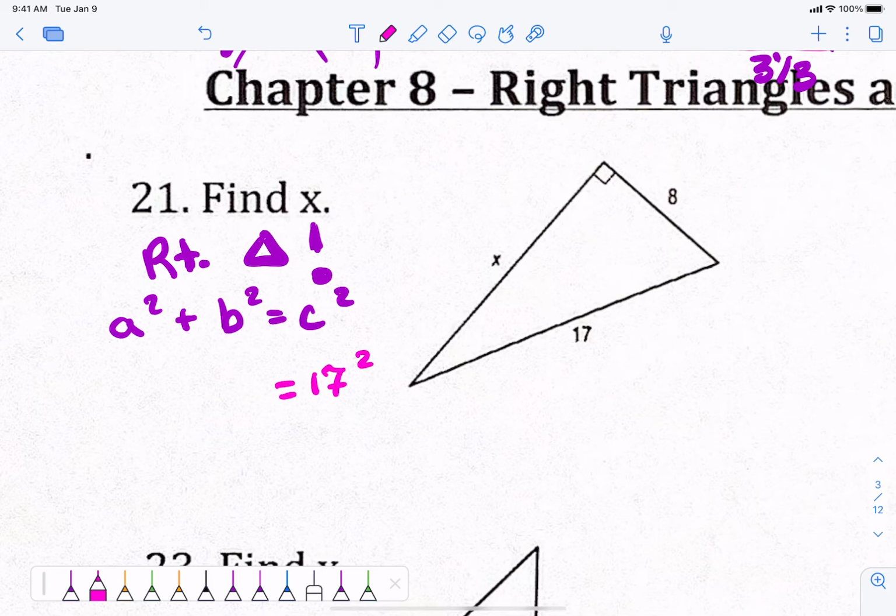17 has to be C. So this is x squared plus 8 squared equals 17 squared. That's a fancy one. 17 squared, and then you find out everything. 64, 289.